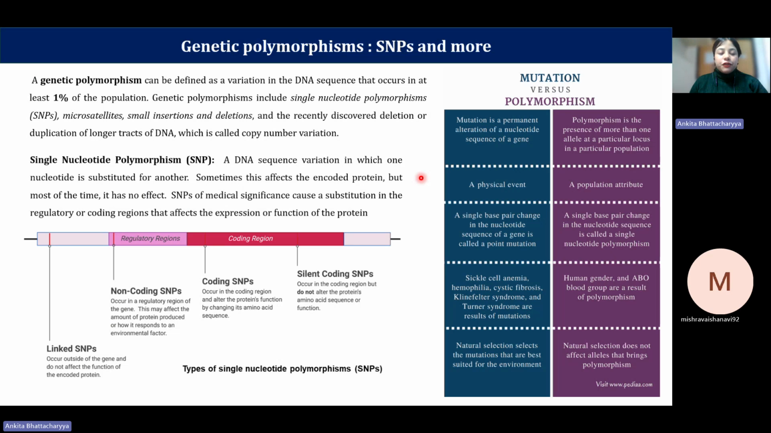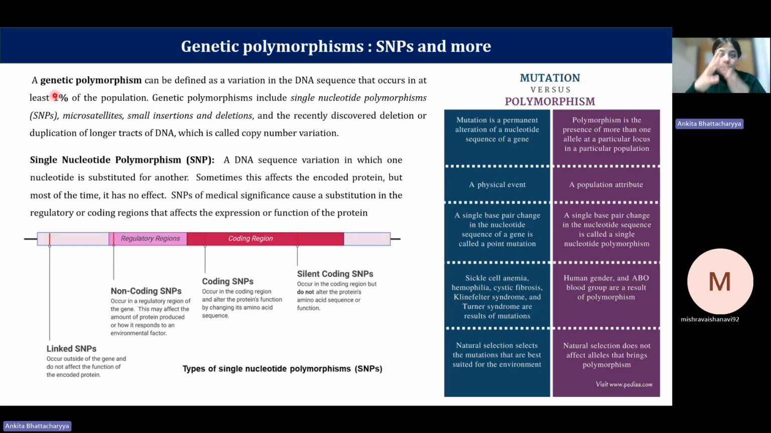The key difference that we talk about when we say a mutation versus a polymorphism is that a polymorphism, by default under normal conditions, is a simple variation in the DNA sequence which is present in the population. If you look at the key definition, it is simply called a variation in the DNA sequence which occurs in at least 1% of the population, maybe even more.